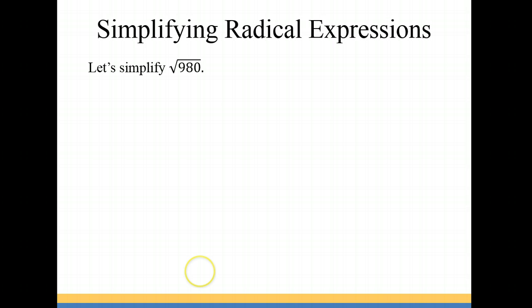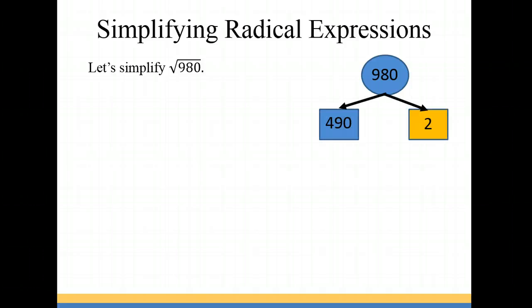Let's try this one. We have 980, and we want to take the square root of it. So we're going to start with 980 and break it up as a prime number times another number. So I chose to use 2. 2 goes into 980 490 times. So now we want to break up 490 as a prime number times another number. So I chose to use 2 again. And 2 goes into 490 245 times.